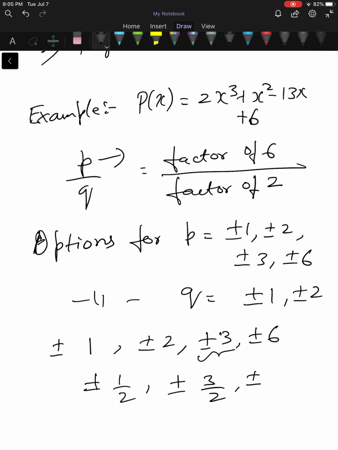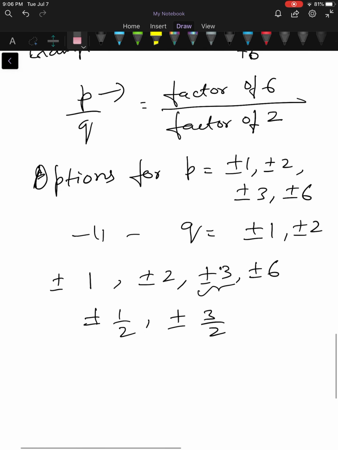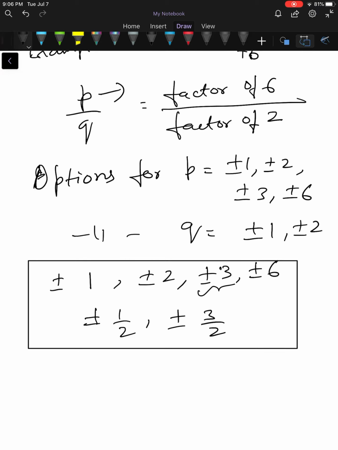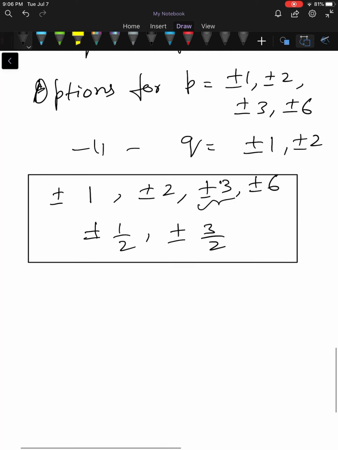I think we have considered 3. So again we need not consider plus or minus 6 over 2. So these are all the possible options that you have, for which you have to perform the synthetic division method. Now, to check which of these possible zeros are actually zeros of the polynomial, we need to evaluate p at each of these numbers. An efficient way to do this is synthetic division, as we mentioned in the steps that we discussed above.